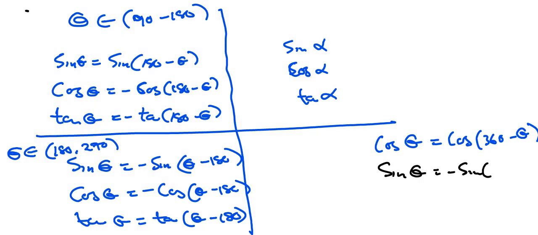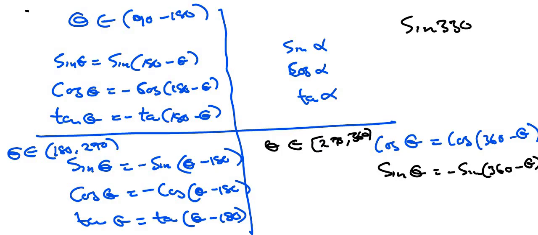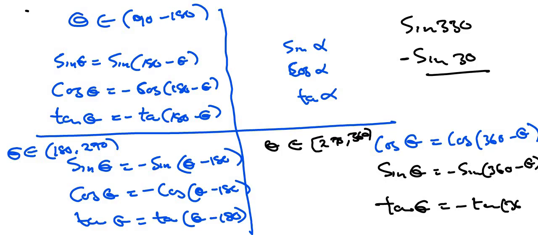This will be sine of 360 minus the theta. I'm saying the theta in the fourth quadrant is coming from 270 to 360. Like if I give you 330, for instance, I ask you to find sine 330. Sine 330 is the same as sine of 360 minus this, which is just 30, right? Get this, but put a negative in front. Then tan theta is equal to negative tan of 360 minus the theta you are given.